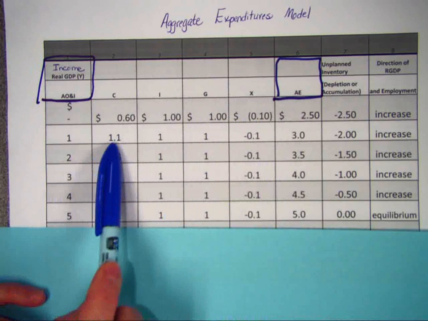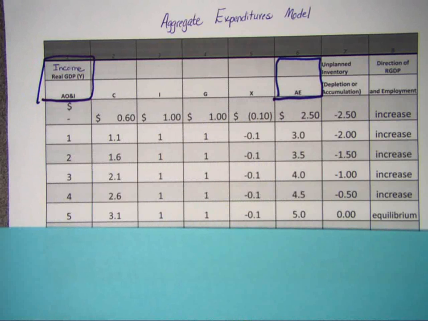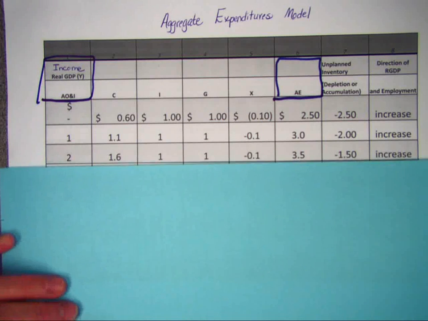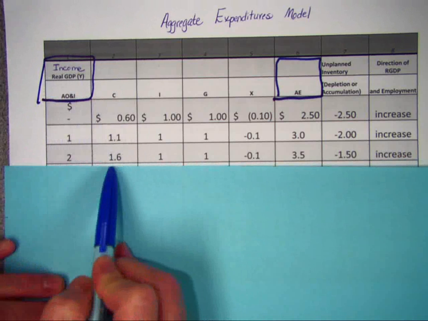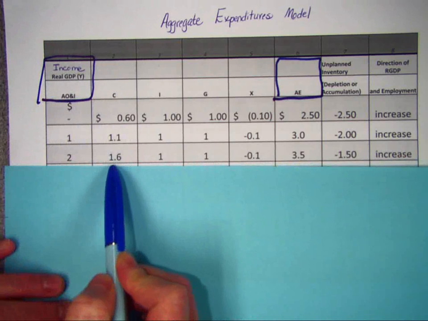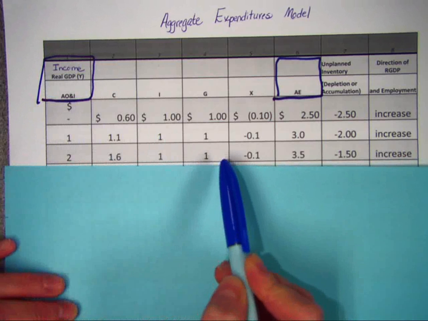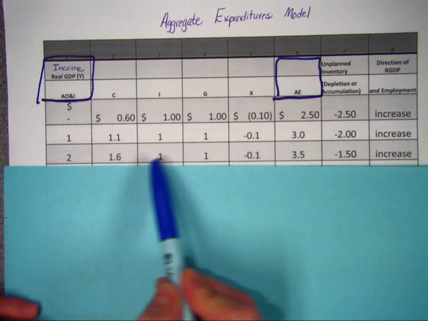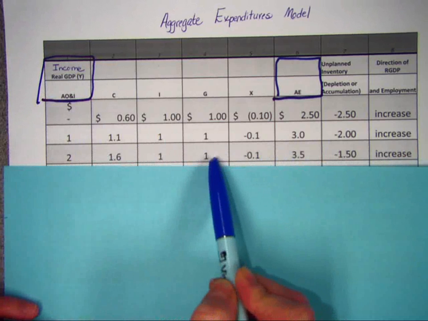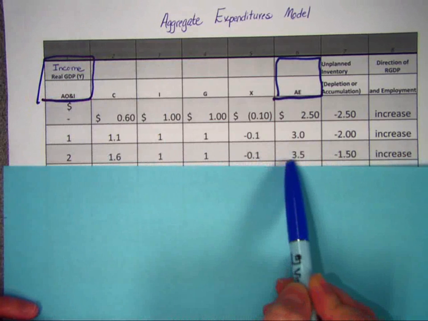The thing that changes is the consumption function, which really represents the majority of the GDP. In fact, if we took C plus I and added them together, that would equal about 83% of the entire aggregate expenditures. Let's go ahead and look at another level of income. We'll say it's 2. Consumption has now increased to 1.6, but investment spending by businesses, government spending, and net exports have remained the same. So we have 1.6 plus 1 is 2.6, plus 1 is 3.6, minus 0.1 gives us 3.5.